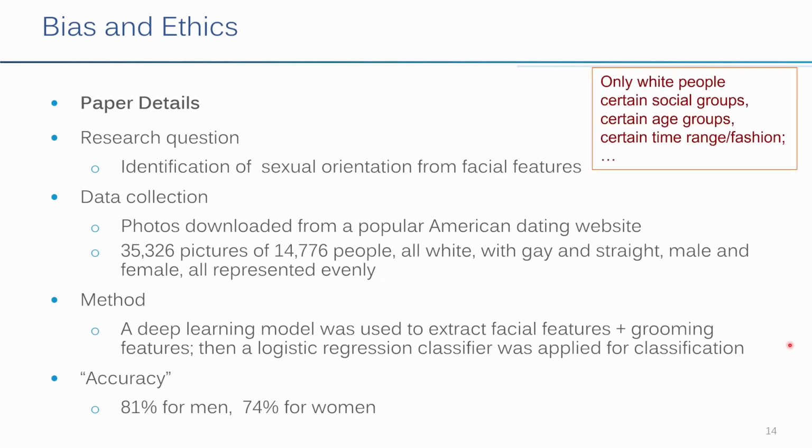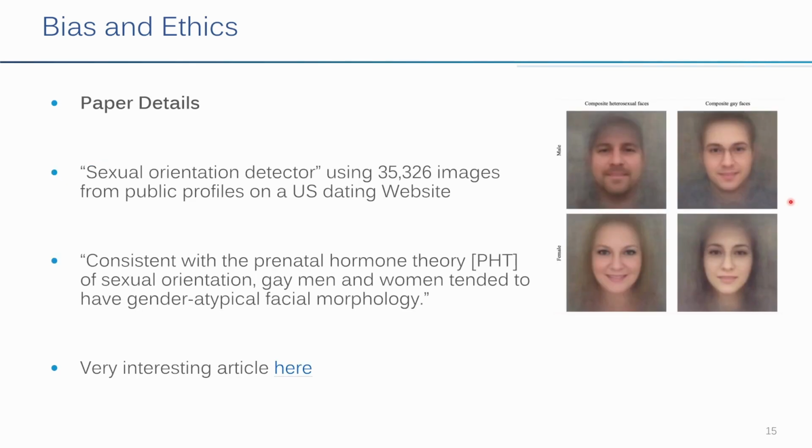Well, just a summary here. Some of the many problems in these technical details, as we saw, is that only white people were included. Definitely specific and certain social groups, certain age groups, a time range, fashion, and so on. Also, just to highlight what they said in their paper, sexual orientation detector. So using just 35,000 images from public profiles on a US dating website, they're able to construct this classifier, right?